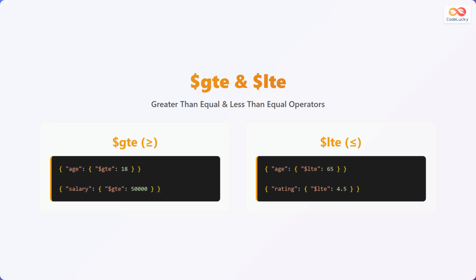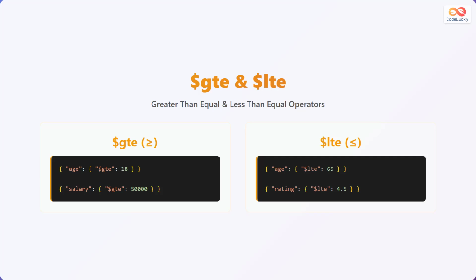Next, we will see the $gte and $lte operators. These stand for greater than or equal to, and less than or equal to, respectively. The $gte operator selects the documents where the value of the field is greater than or equal to the specified value. As an example, this code finds all the records of people whose age is greater than or equal to 18. We can also use it to find people whose salary is greater than or equal to 50,000.